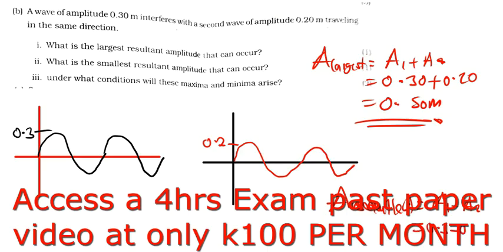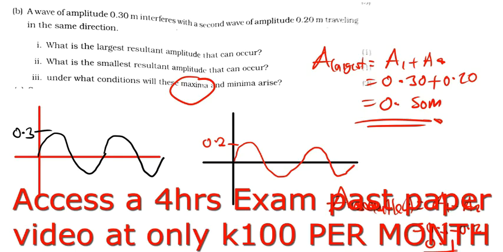0.3 minus 0.2 is 0.1. That is the smallest. Then under what condition will the maximum and minimum arise? For us, the maximum means the largest, the minimum means the smallest. So for us to have the maximum, the condition has to be, we need to form what?